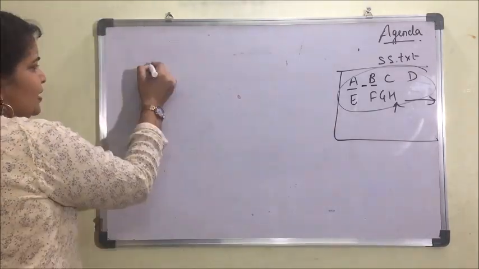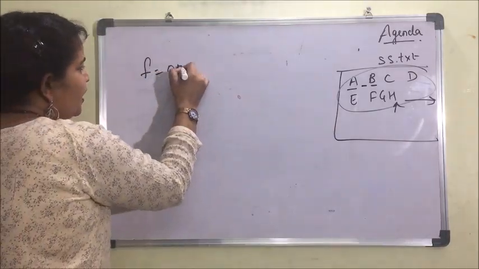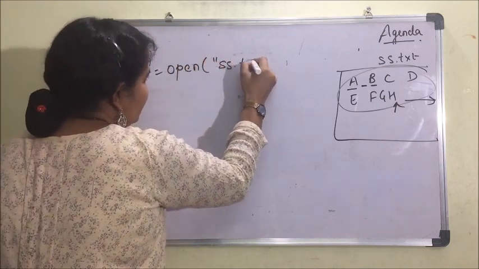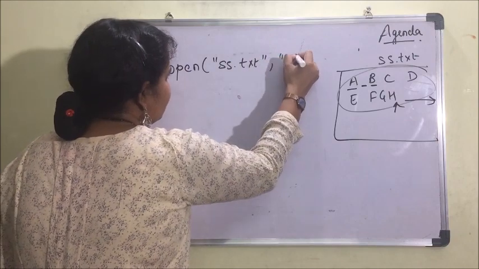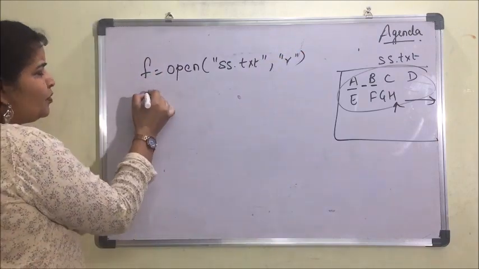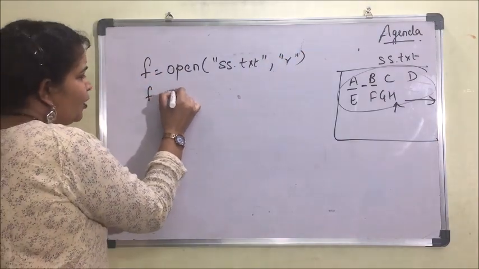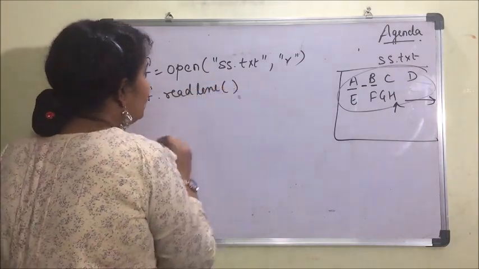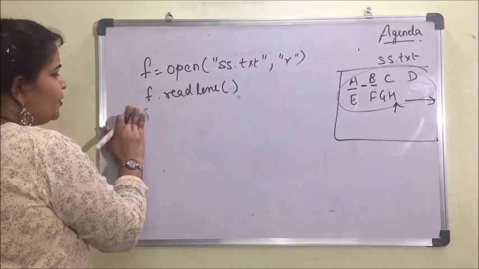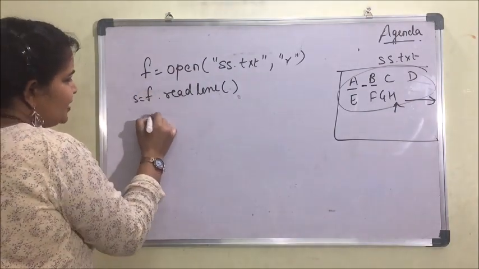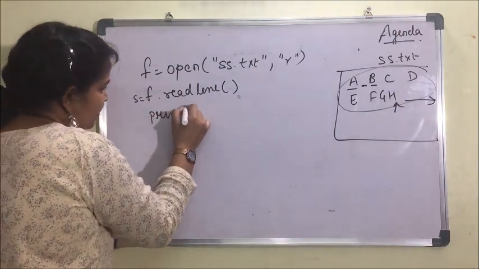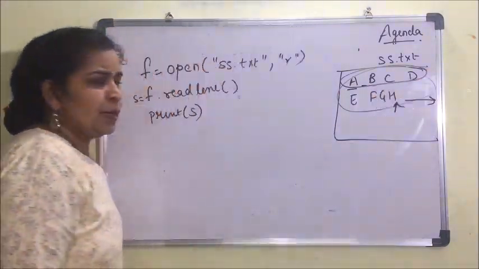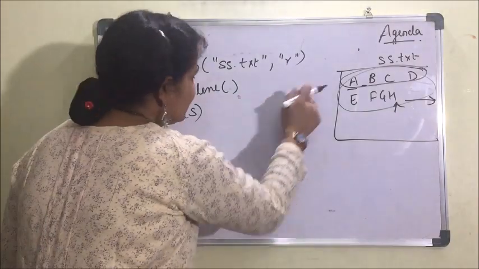Next thing is readline. Suppose you want to read a line at a time. In that case, you will simply write f dot readline. This will read one line. You can use it with s, print s. What will it print? One single line it will print. It will print one line on the screen.